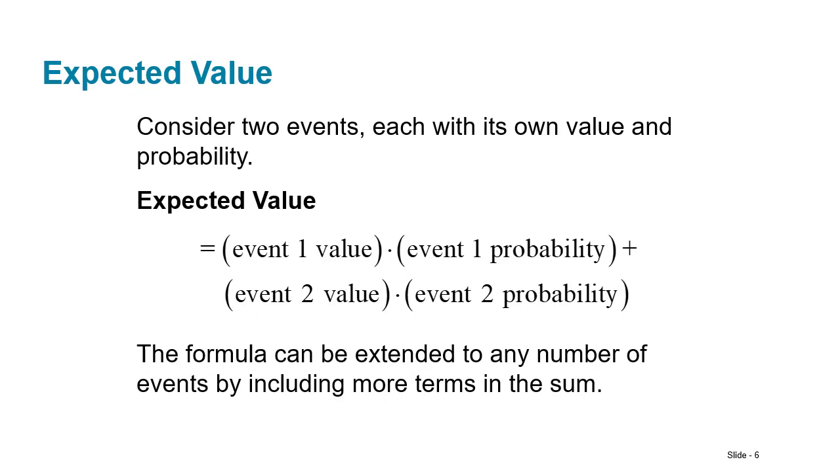So let's consider two events, each with its own value and probability. The expected value equals the event 1 value times the event 1 probability plus the event 2 value times the event 2 probability. And this formula we can expand out to include a large number of events with their included probabilities, right? And so you can always find the expected value of any scenario or game or whatever that has multiple outcomes, as long as each outcome has a value associated with it, and each outcome has a probability associated with it.